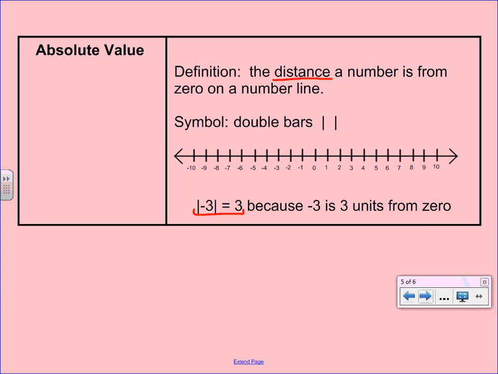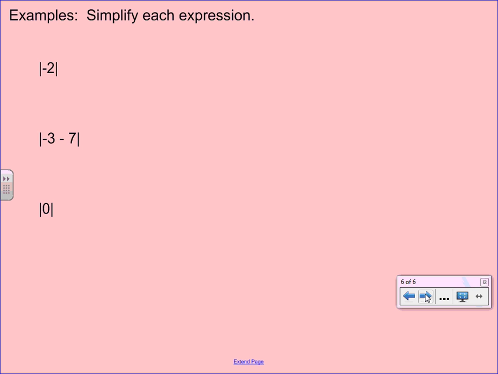The reason is because if you look at negative 3, it is 1, 2, 3 units from 0 on the number line. And because, again, we're talking distance, it's always positive. A few examples to illustrate absolute value. The absolute value of negative 2 is 2, because we're talking 2 units from 0 on the number line.